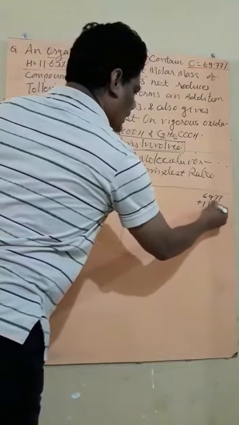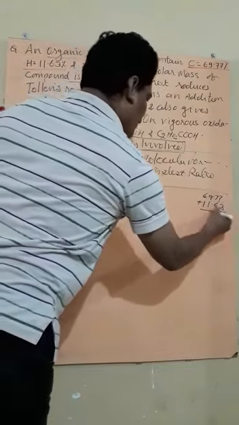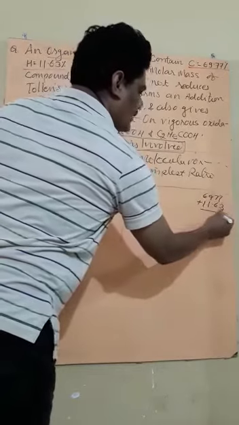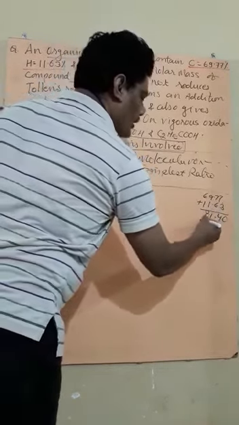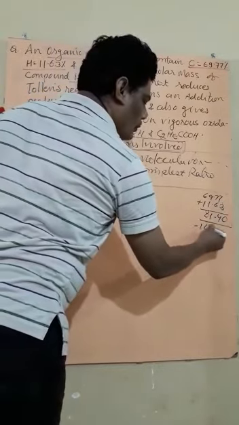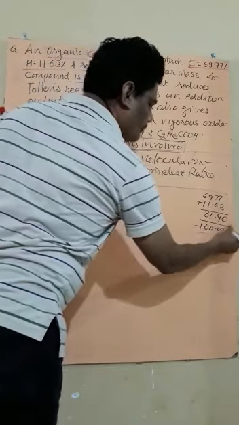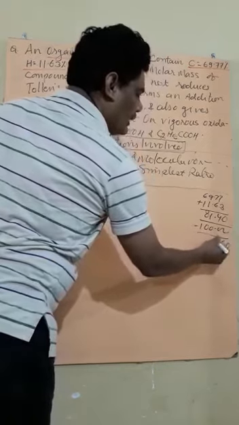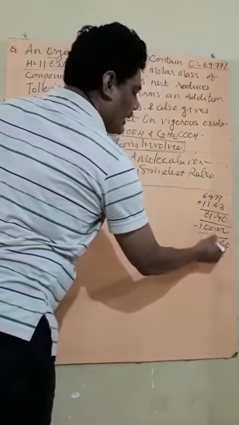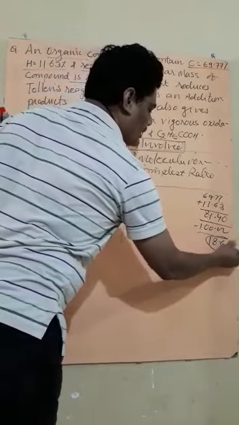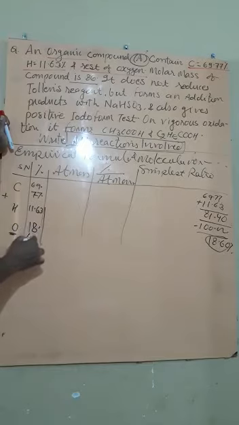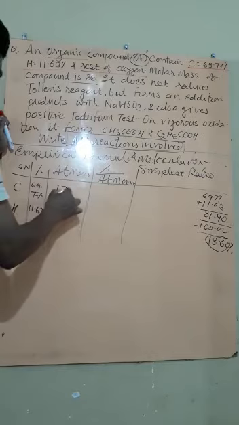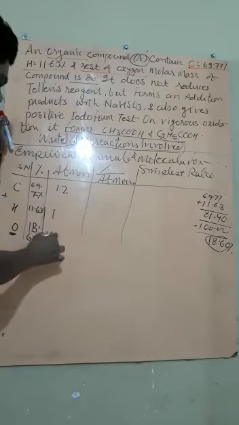69.77 plus 11.63 is equal to 81.40. Now subtract it from 100, and you will get 18.60%. So you can write here 18.60%, and this is oxygen. Now the atomic mass of carbon is 12, hydrogen is 1, oxygen is 16.